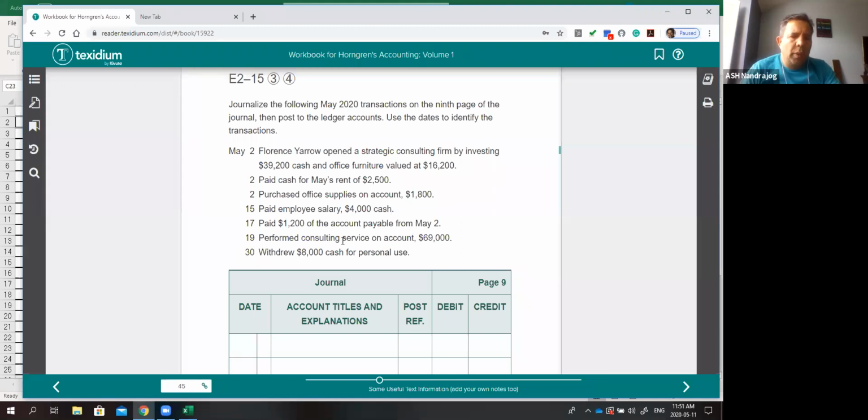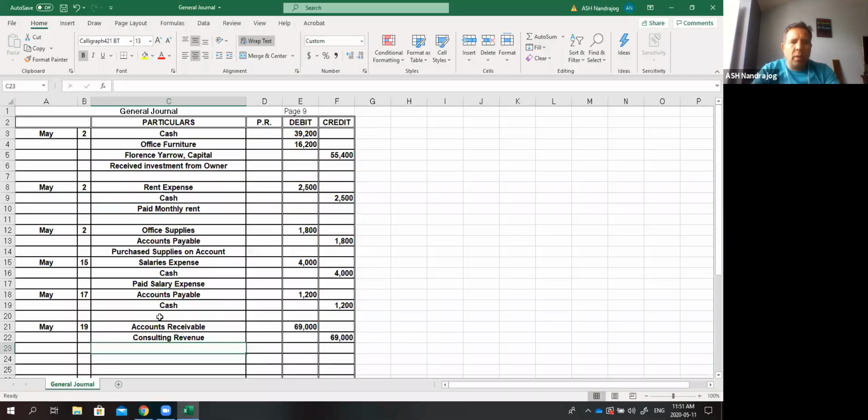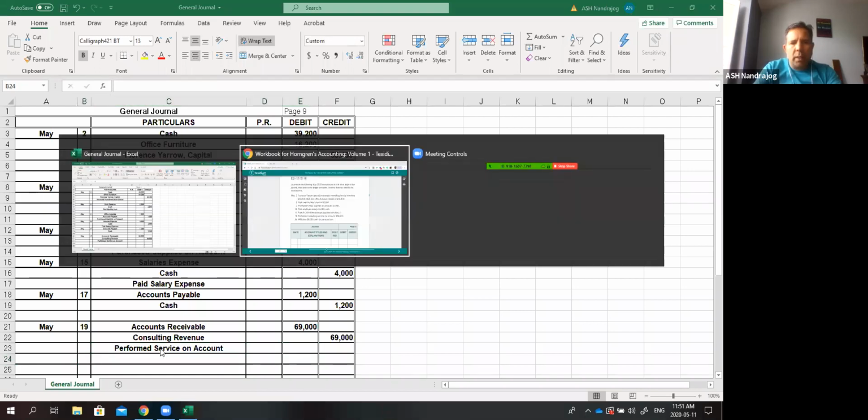Okay, so we just saw how we have recorded the May 19th transaction, performed consulting service on account for 69,000. So what we did is we debited the accounts receivable for 69,000 and we credited the consulting revenue account, which is the revenue earned for 69,000. We can write a description: performed service on account. Okay. Now let's read the next transaction.